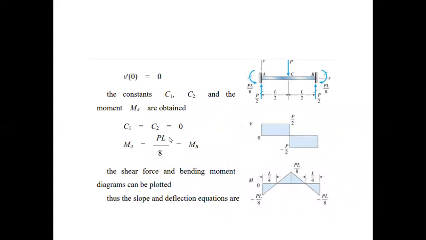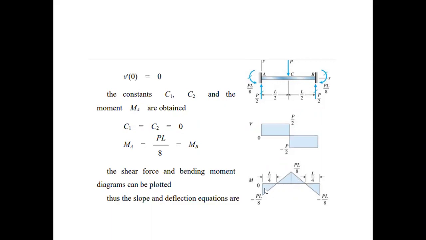The final MA will be equal to PL by 8, and this will be similar to MB, because due to the symmetry, MA will be equal to MB. Now we can clearly see the bending moment for this. It is PL by 8 maximum over here, and PL by 8 maximum negative over here. This portion is giving the maximum positive bending moment, and this portion is giving the maximum negative bending moment. So maximum positive bending moment will be this one, and maximum negative will be this one.